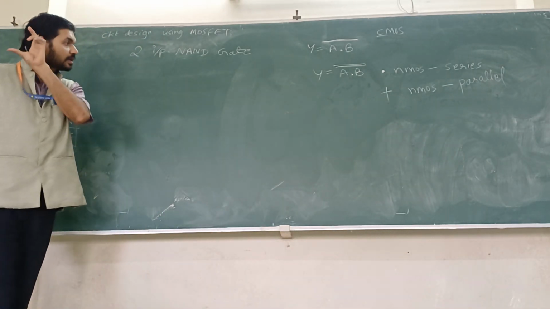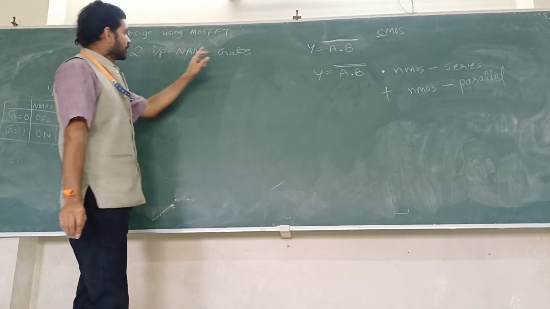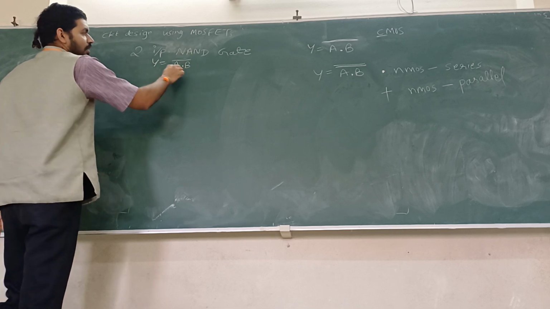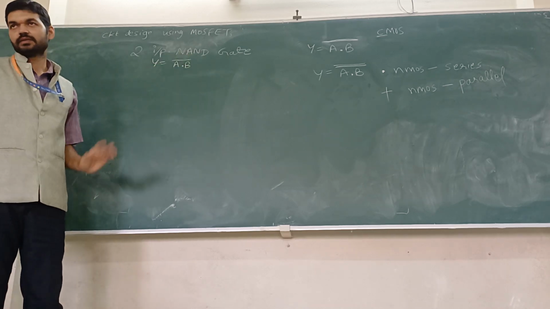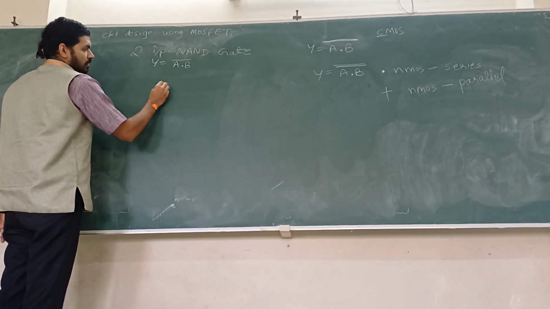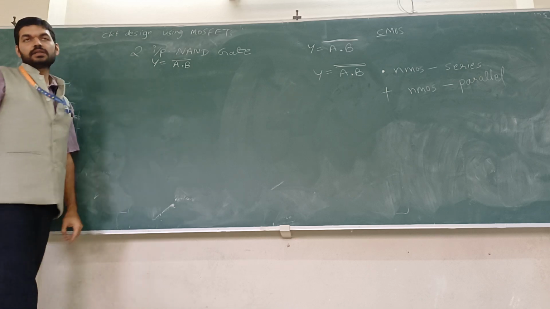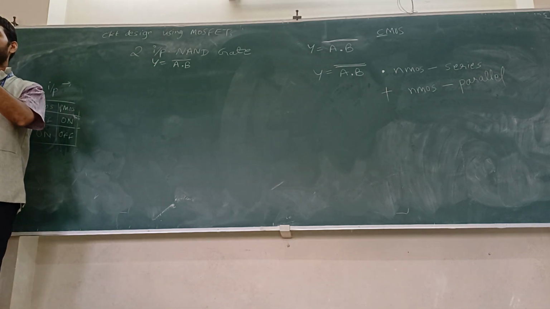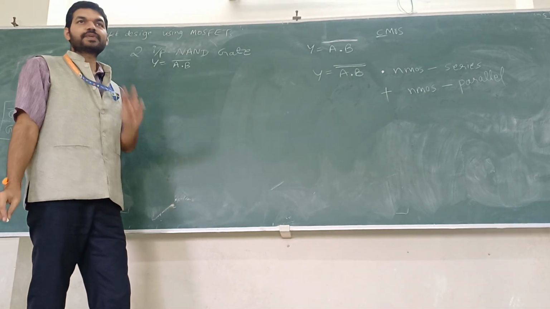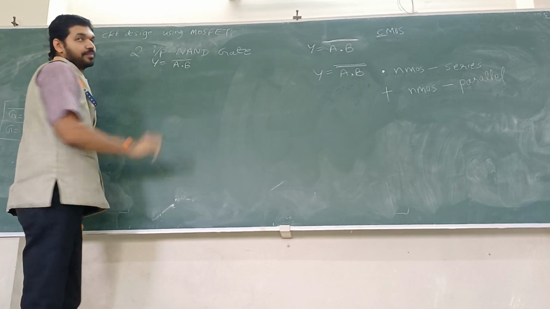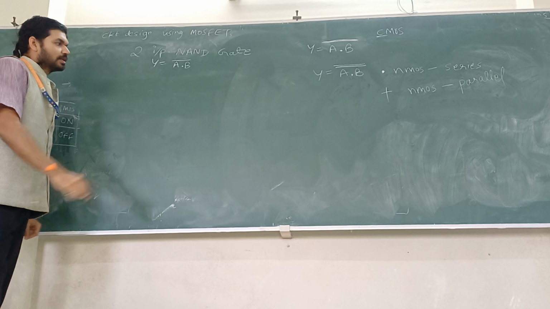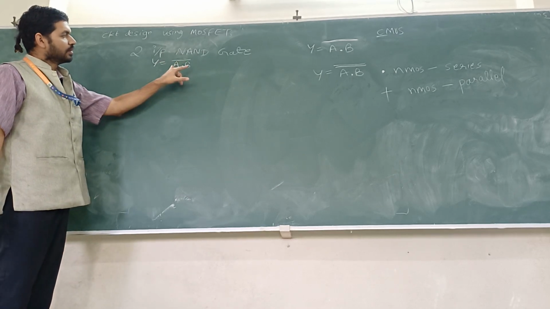So now we will design a two input NAND gate. The equation is Y is equal to A dot B whole bar. Whole bar is present, so I will go ahead. I have to take two PMOSFETs and two NMOSFETs. Why do I have to take two PMOSFETs and two NMOSFETs? Because I have two inputs now. In the inverter I had only one input, so I had taken only one PMOSFET and one NMOSFET. But now I have two inputs.